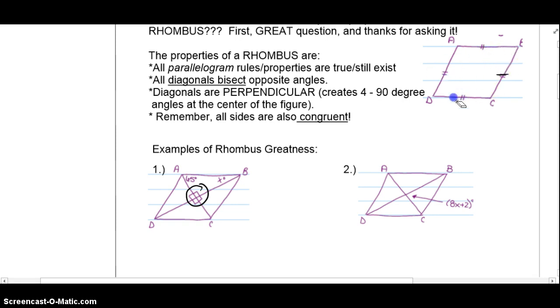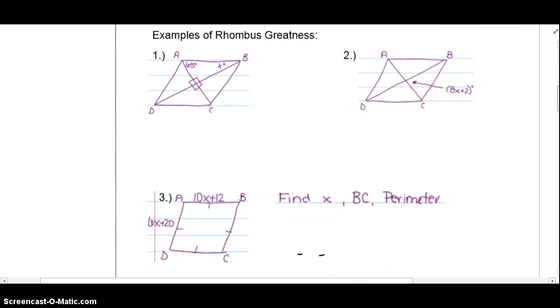Again, the most important thing that I need to really emphasize here is that all the sides of a rhombus are congruent. Make sure that you have a clear understanding of that, because that is the main property you need to take away from the rhombus. All right, let's take a look at some examples now.